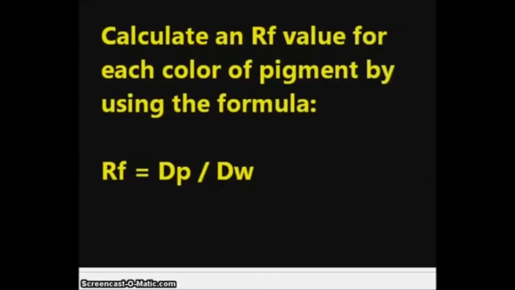The final part of our analysis will be to calculate an RF value. This is going to be a different calculated number for each different color pigment. For a pigment which travels exactly the same distance traveled by water, which is the solvent or the mobile phase in this experiment, the RF value would calculate to be 1. That's because the distance traveled by the pigment would be the same as the distance traveled by the water. If we had a pigment color which travels half the distance of the water, the RF value for that pigment would be 0.5.